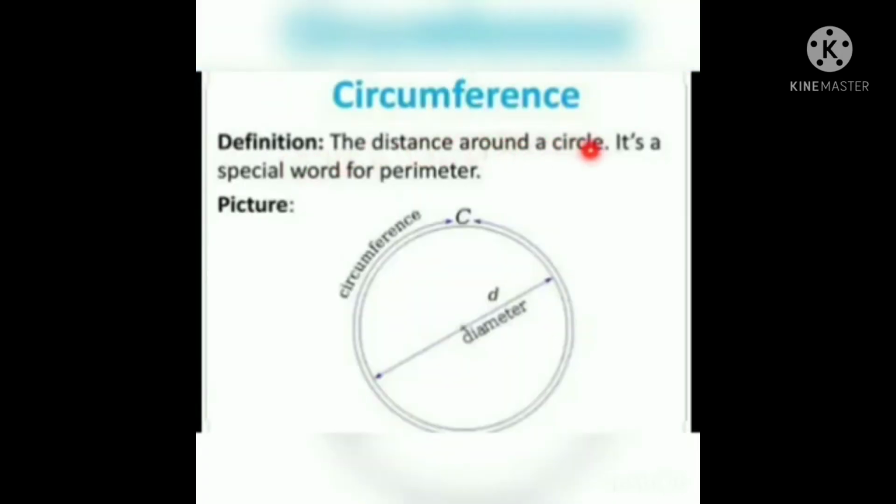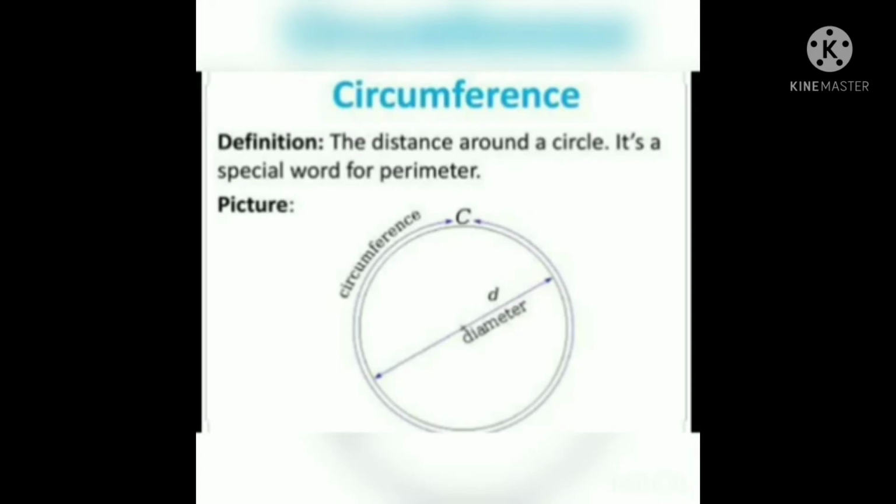So what is circumference? The distance around the circle. That means the boundary distance around the circle is known as circumference. In the case of a circle we do not use the word perimeter. So once you hear the word circumference you have to understand it is the perimeter of the circle. It's along a curved line, isn't it?